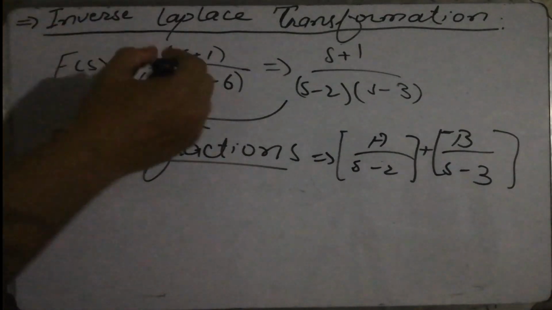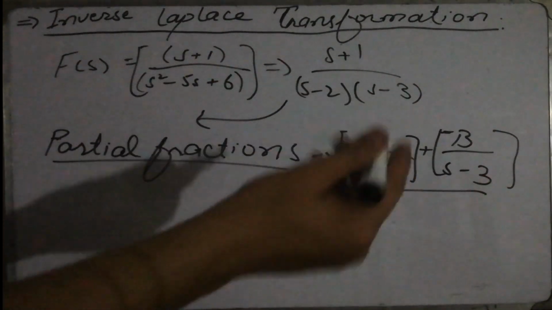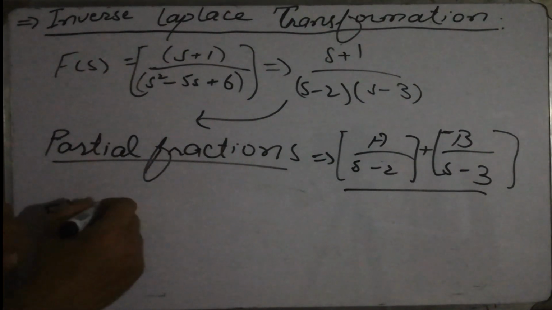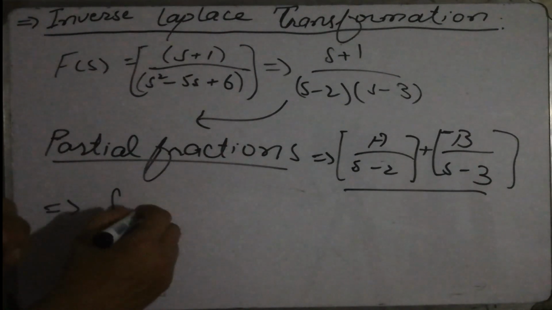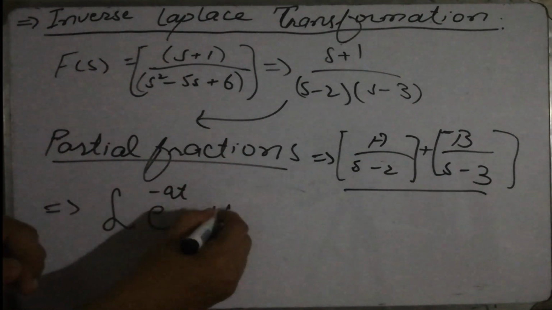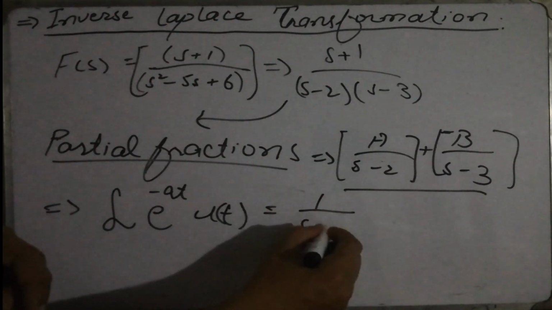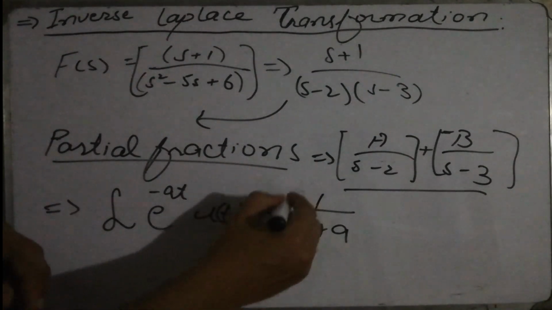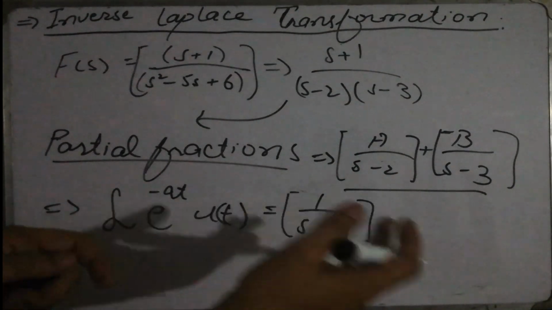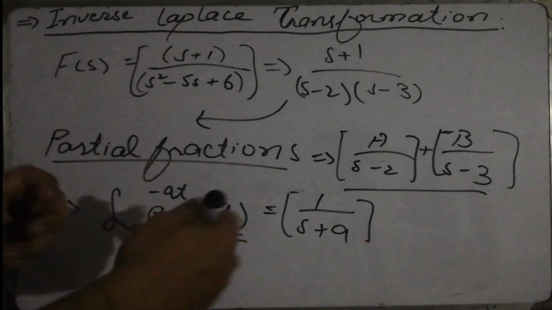And once we have this function in this form, then we can relate it to table 2.1, and that was our Laplace inverse of e to the power negative at into unit step function is equal to 1 divided by s plus a. This function relates to each one of them, and then we can find our Laplace inverse for each one of them, which should be this.